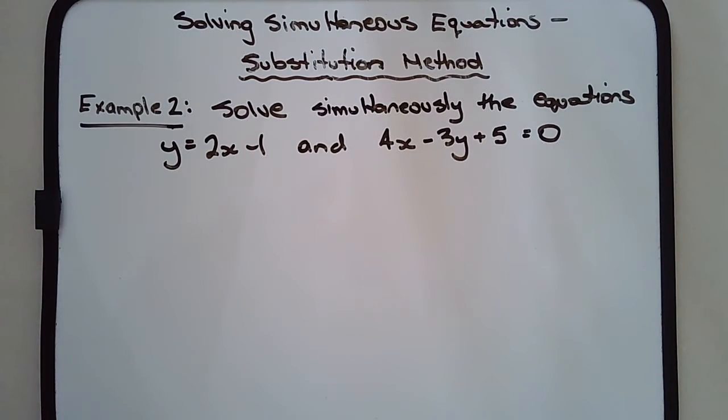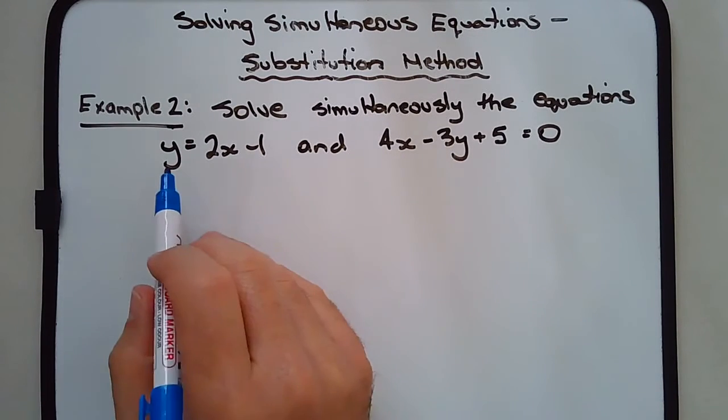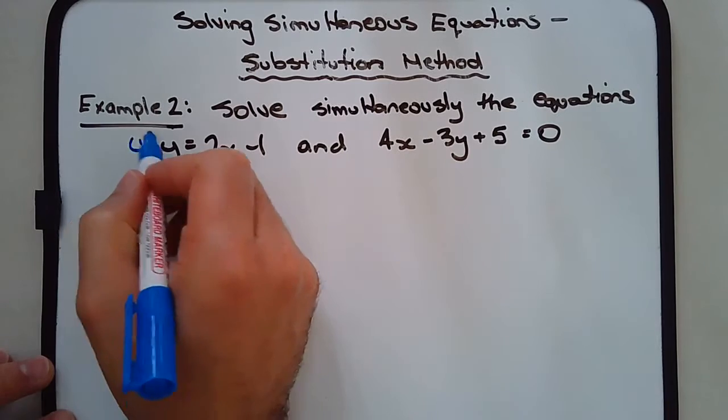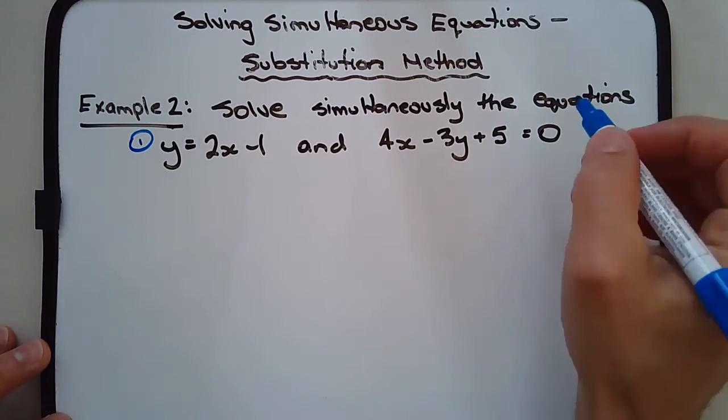Now, I guess the end result of applying the substitution method is very similar to the elimination method. We have two equations, two different types of pronumerals. We have a y and an x in both of these equations. So we need to eliminate one of them. Now, equation number 1, I might just label that. Equation number 1 already has y as the subject of the formula.